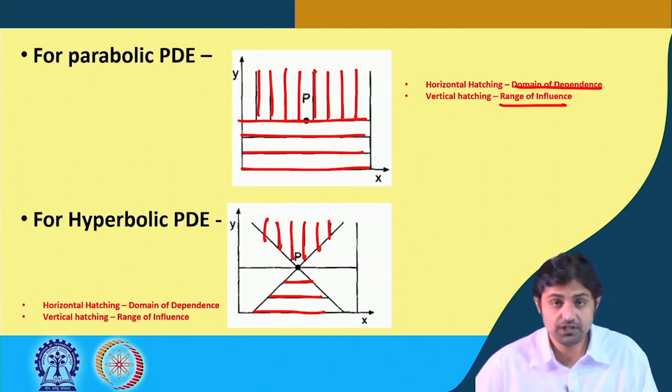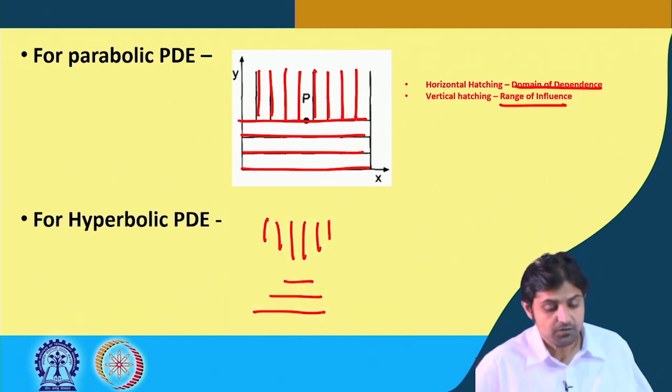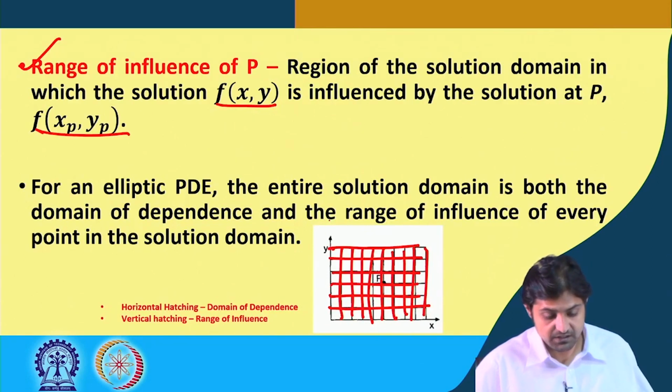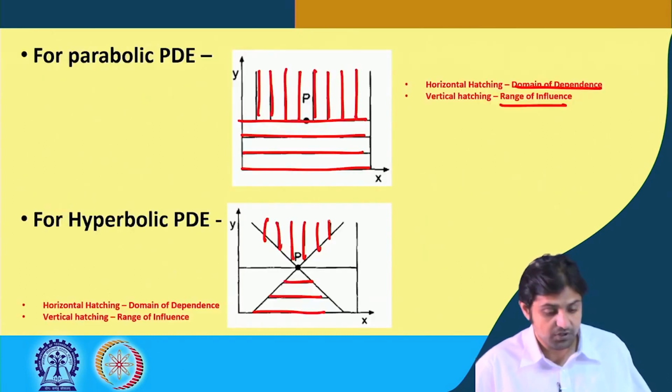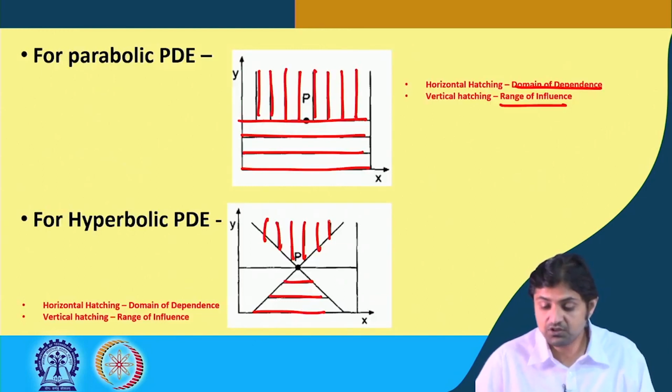So, for three different types of solution profiles, elliptical PDE, parabolic PDE and hyperbolic PDE: for elliptical PDE, we have seen that the entire solution domain is both the domain of dependence and the range of influence, whereas for parabolic and hyperbolic PDE, the horizontal hatching as shown in the figures here shows the domain of dependence, whereas the vertical hatching shows the range of influence.